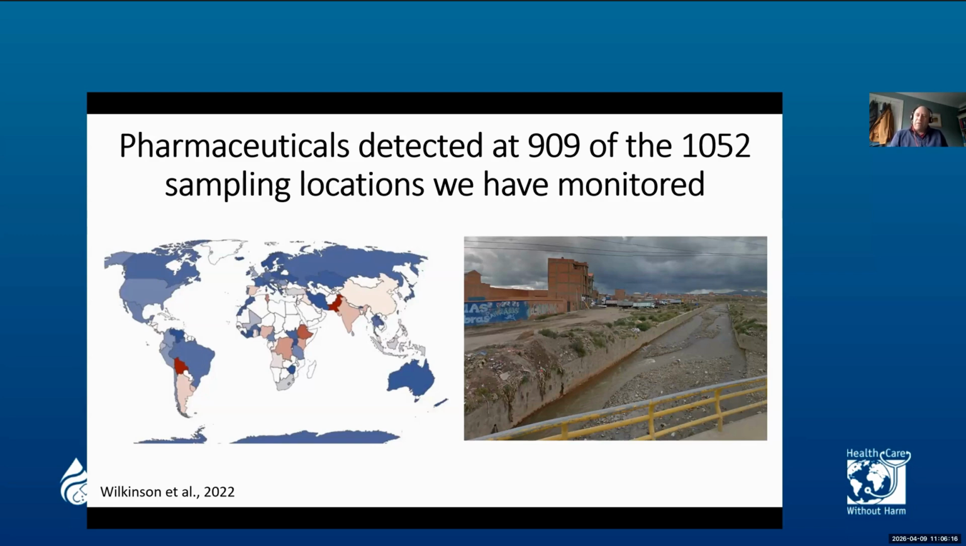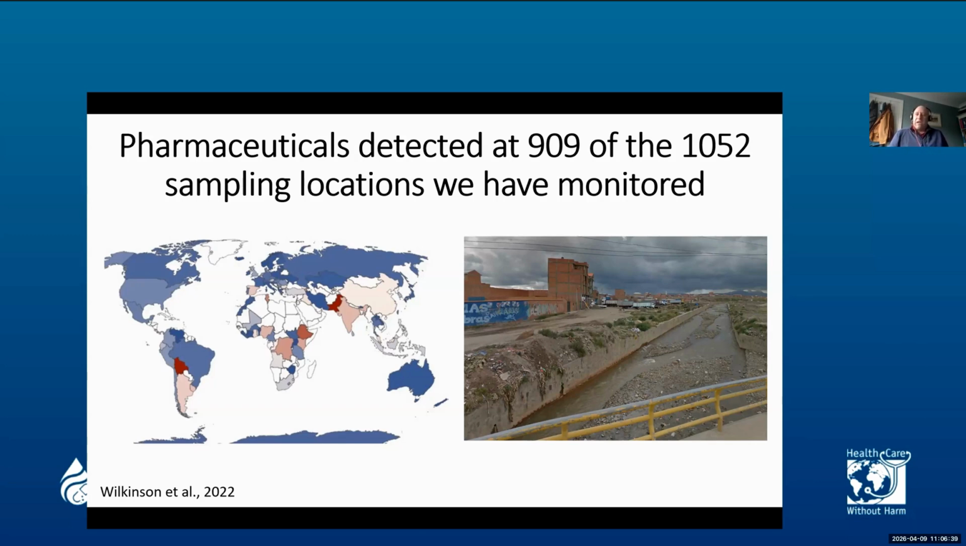And the buildings in the background, if you go to Google Maps, indicate that area is an area of generic manufacturing of pharmaceuticals. So we think the high concentrations that we were seeing at that site were down to pharmaceutical manufacturing. So we're seeing widespread occurrence of pharmaceuticals. The question is, is this causing harm?